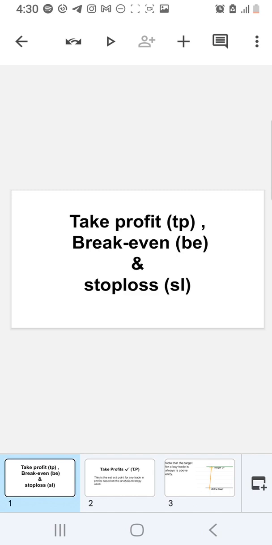Right. So these are the possible entries and exits. These are the possible exits or targets for any given trade. Right, so we want to have this at the back of our mind. These are the possible outcomes for any trade. So let's dive into it.